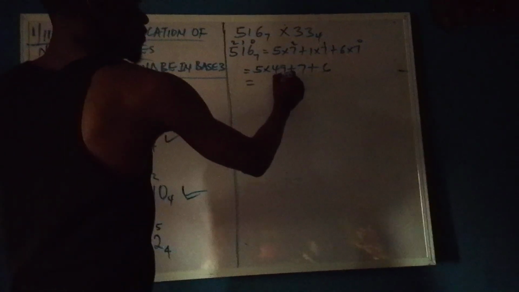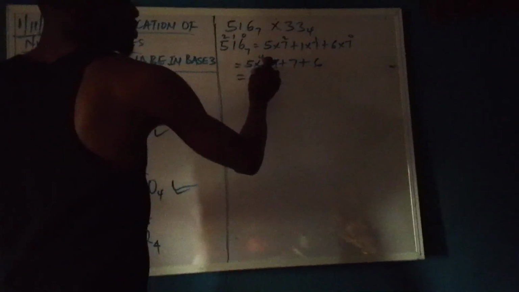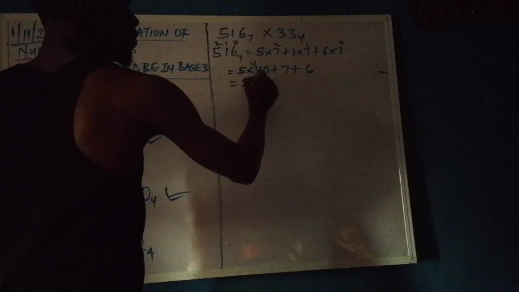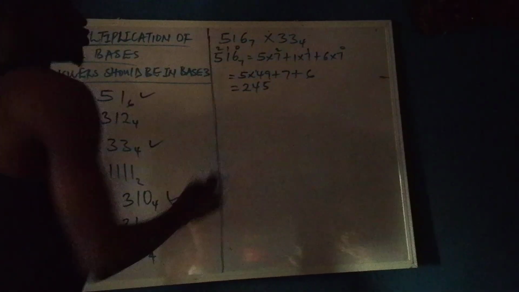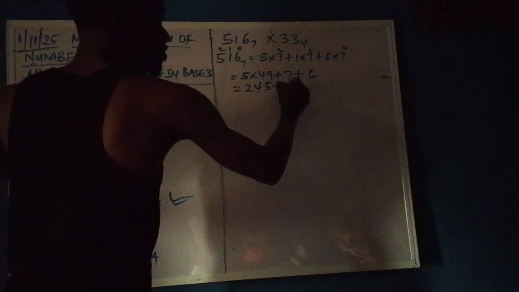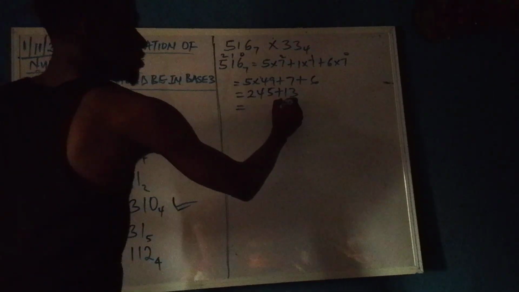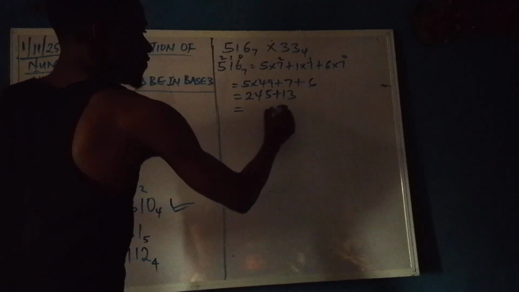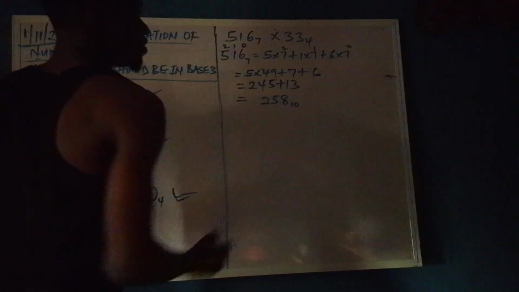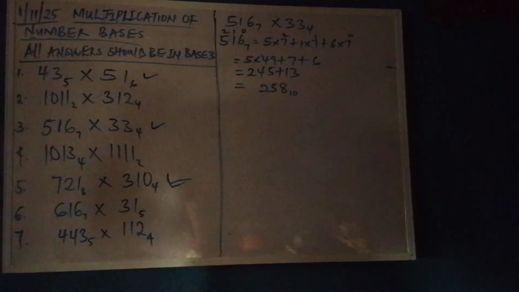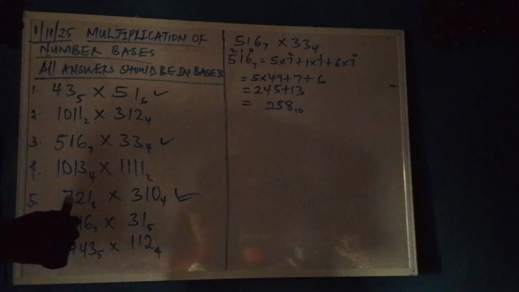So this is going to give us 245 plus 13, that will be 258 base 10. This is the value in base 10. 516 base 7 to base 10 will give us this.